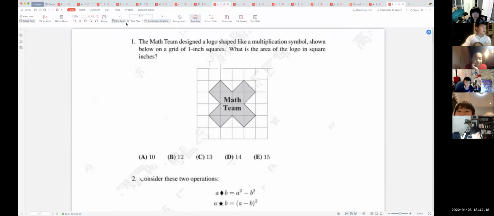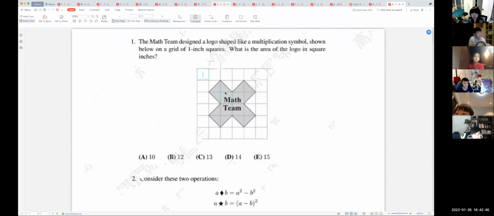The first one said, the math team designed a logo shaped like a multiplication symbol, shown below on a grid of 1-inch squares. What is the area of the logo in square inches? So let's take a look at this one. This question is really easy, right? Each of the little squares equals 1, so let's see how many ones there are.